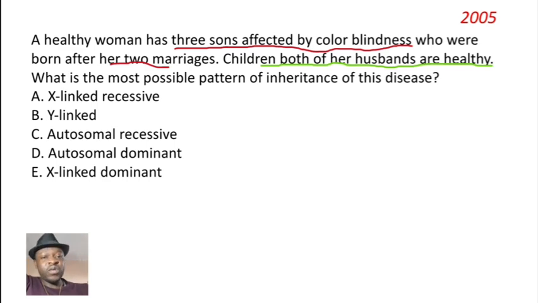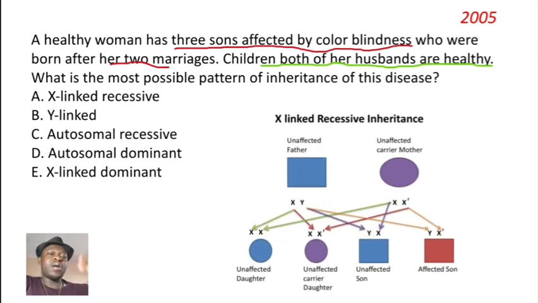It's X-linked recessive. I will show you the genetic crosses. You can see an unaffected father and an unaffected mother, so she is a carrier. She doesn't present color blindness, because color blindness is usually expressed in boys. Girls will be carriers. You can see here the affected son, so it's X-linked recessive inheritance. Okay, next question.